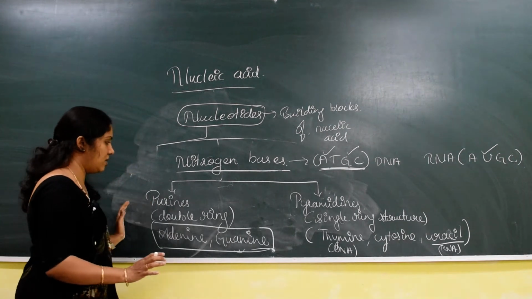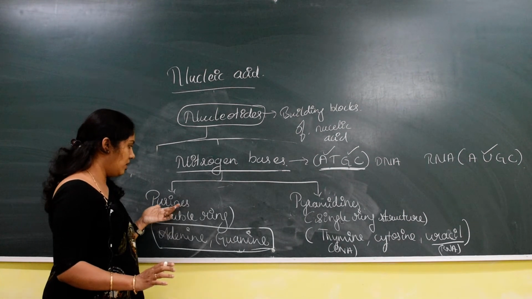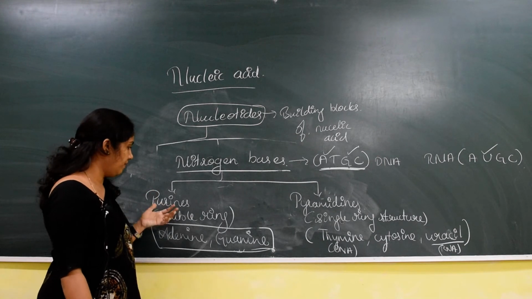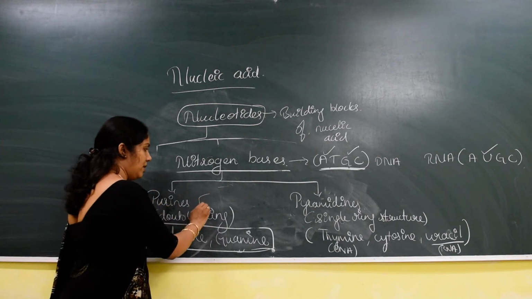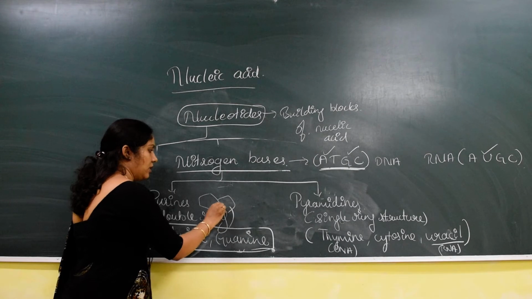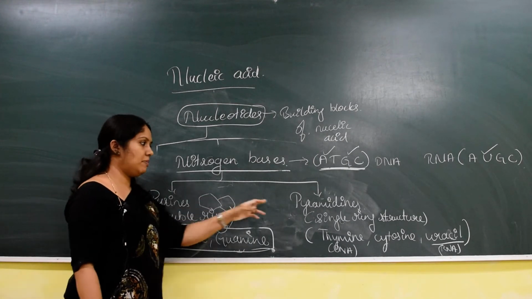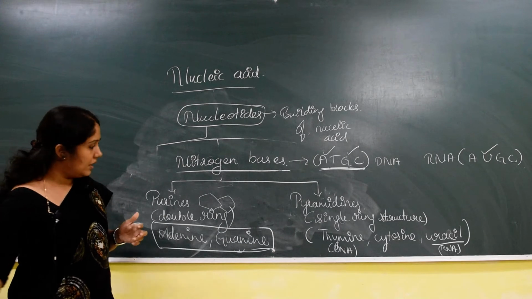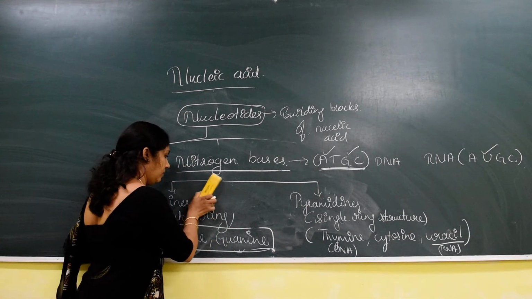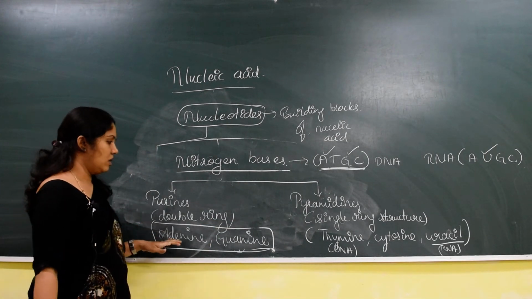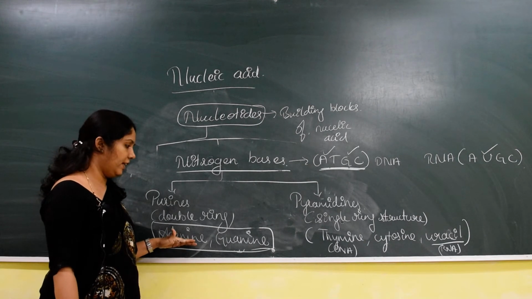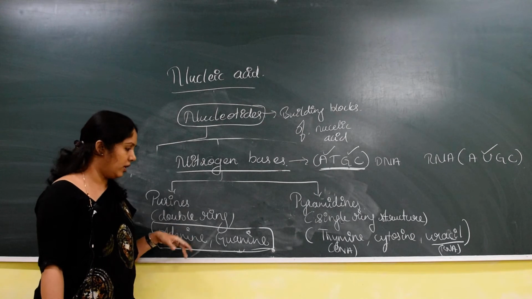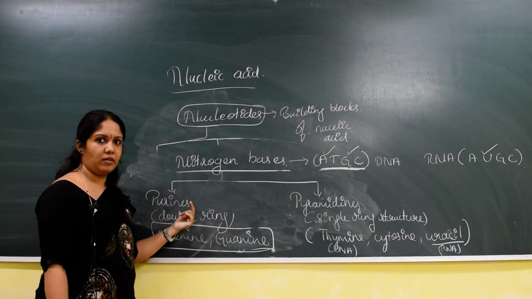The nitrogen bases are mainly classified based on their ring structure. The purines are made up of double ring structure. Whereas pyrimidines are made up of single ring structure. The purines are made up of adenine and guanine, A and G. Remember the alphabet: AG means purine.